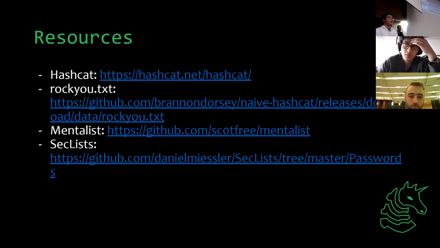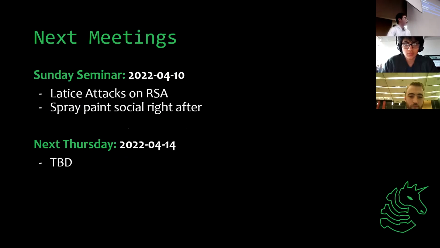Yeah, so that's pretty much it. We will put these slides up in the Discord, and then you can check out the resources here. So you're definitely going to want to download Hashcat. You're going to want to download the RockYou.txt word list. And then if you want, you can get Mentalist too. We don't use SecLists for any of the challenges that we have, but I just thought I'd throw it up there because it's really useful. It contains a lot of different word lists that RockYou might not cover.